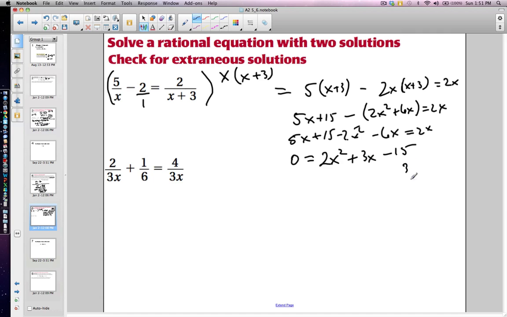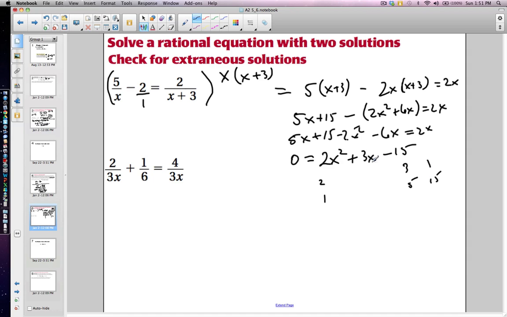So 15 is 3 and 5. It's also 1 and 15. And this is 2 and 1. So I want a difference of 3. So 10 and 3. Or sorry, 10 and 3 has a difference of 7. My mistake. 6 and 5 has a difference of 1. 2 and 15 is a difference of 13.